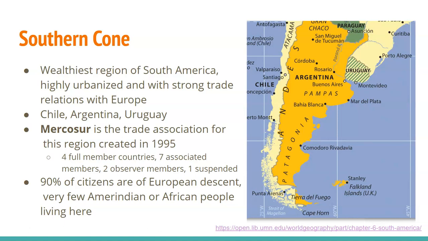90% of the citizens here are of European descent, and so you have much fewer folks of Amerindian descent or of African descent either. Remember, we mentioned in last week's lecture, because of the transatlantic slave trade, we have a very, very high number of people of African descent living especially in Brazil and parts of that Caribbean north as well. Also, a lot of people of South Asian descent, again, people who were brought to this continent to help with labor forces, often against their will.